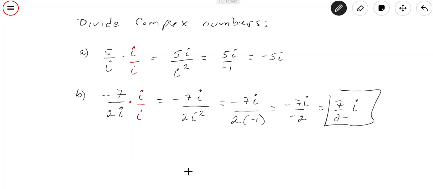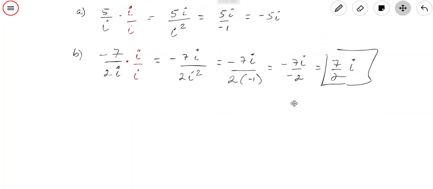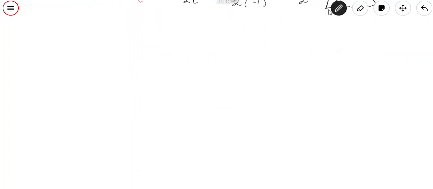So this is what I get when I just rationalize -7 over 2i. In these two examples, I had a quotient of a real number with just the imaginary part of a complex number. Sorry. So what happens when my denominator is a complex number with real and imaginary part? So let's see the other example.